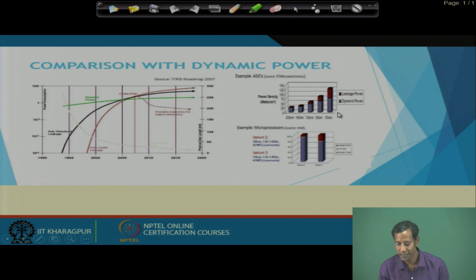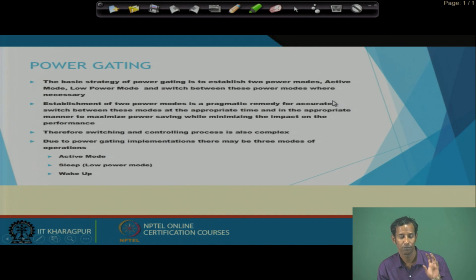With the recent 3 nanometer or 7 nanometer technology, the major contributor will be the leakage power rather than the dynamic power consumption. That is why, for leakage power reduction, we can use the power gating technique.